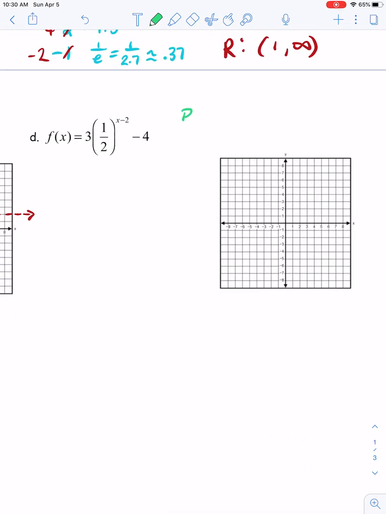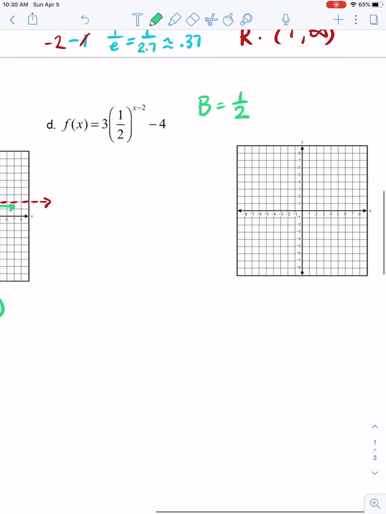Identify the base, okay, and then list out those transformations. First thing I see is a 3, so that means I have a vertical stretch. Okay. In my exponent, I see x minus 2, so that means I went right 2 units. And then I see a -4, so I went down 4 units. And there we go. So based on that information, I can shift right 2, down 4, and make my new origin. So right 2, down 4 means my new origin is here, which means my new horizontal asymptote is y equals -4.